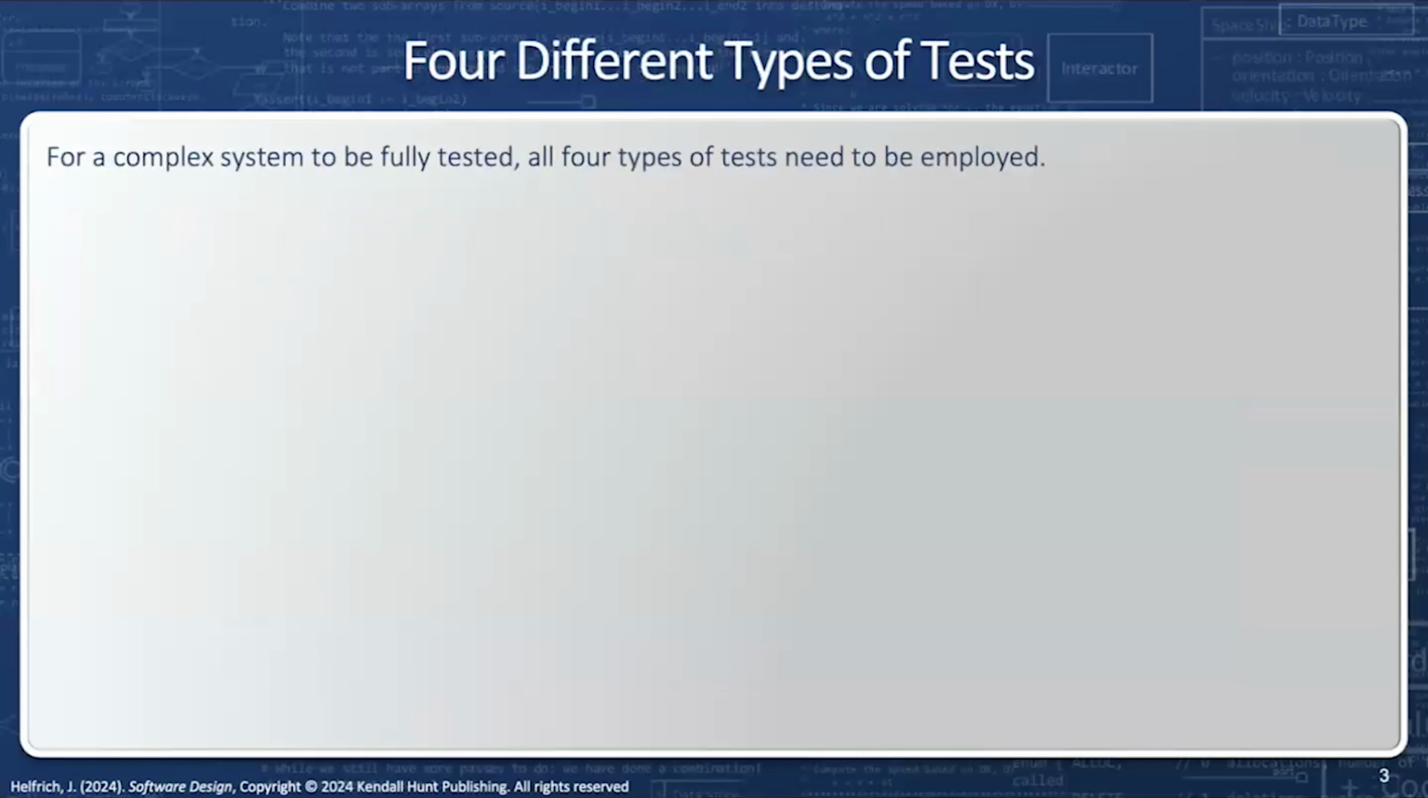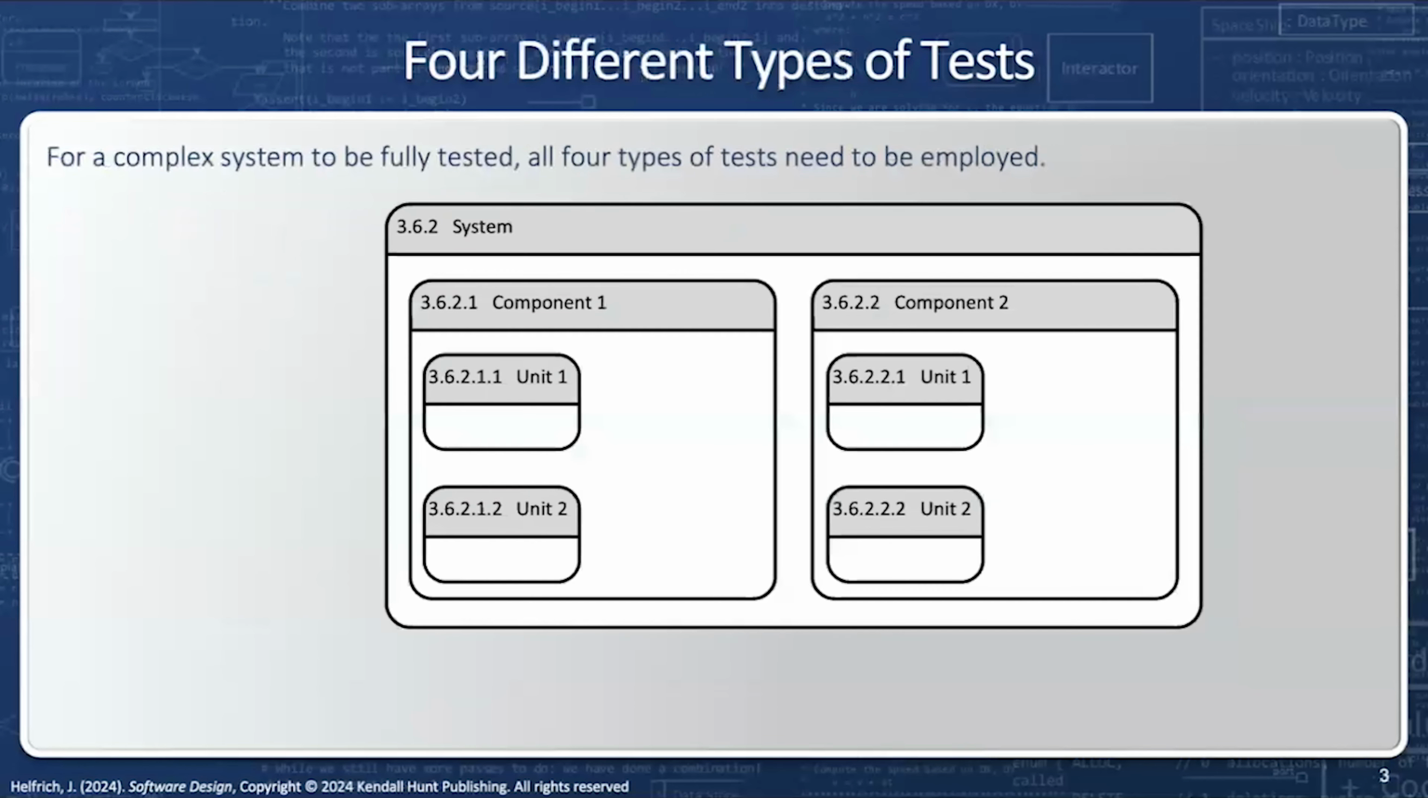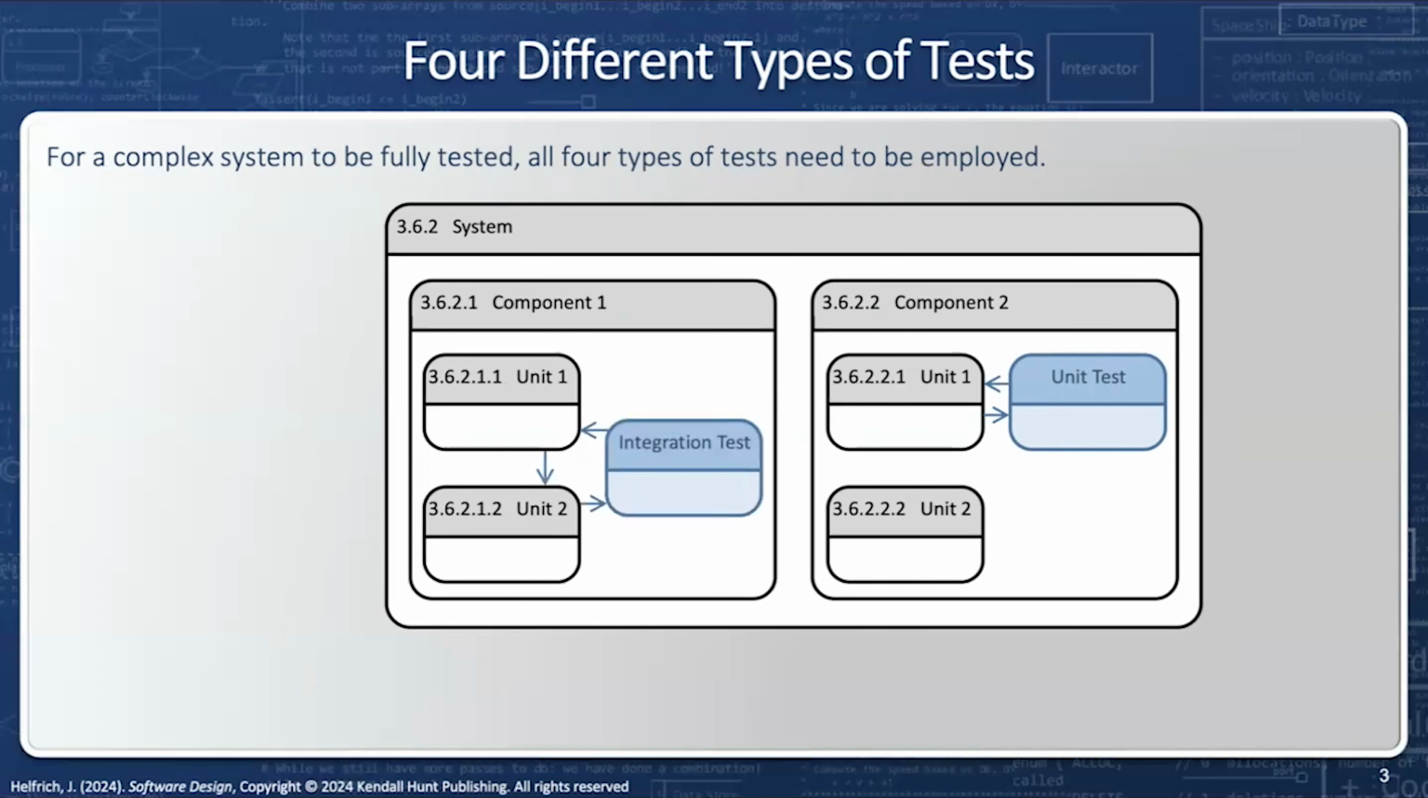So let's take a look at these in a little more detail. Let's say I have a system that has two components, component one and component two, and each of those components has subcomponents, unit one and unit two. A unit test is going to exercise each individual unit independent of the rest of the system. In the data flow diagram, we can see this because the unit test is going to directly access unit one and look at the results back. An integration test, on the other hand, is going to exercise unit one and unit two together, as they would be in the final working system.